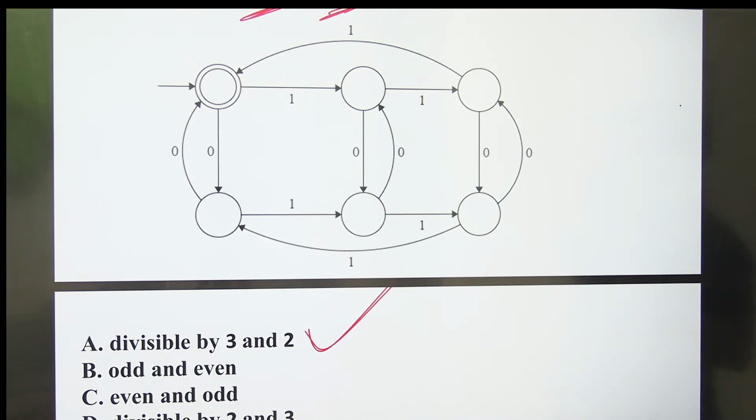Someone is saying odd even, no, no. I think it is a Cartesian product, a product automata. Ones divisible by 3, 3 states. Zeros divisible by 2, 2 states. If you do the Cartesian product, it will become 6 states. I think same thing. Answer is option A. Fine, perfect.